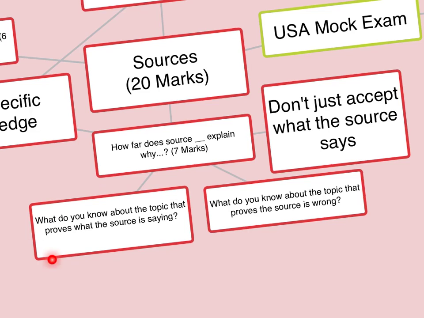First of all, what do you know about the topic that proves what the source is saying? So look at the source. What is it about? And what do you know about the topic that you can bring in? Again, specific knowledge is brilliant. And then, what do you know about the topic that proves that the source is wrong? So, if it was how far does source say, which could be a picture of a Ford motor car, explain why there was a boom in America. Clearly, you want to tell me about Ford motor cars, its production line, the number of cars that were made, bought and sold, and things like that. But also, you know other things that prove that actually it wasn't just Ford's car. Maybe American state of mind or the First World War. So clearly, that's it. Don't just accept what the source says, and try and do both of those things.